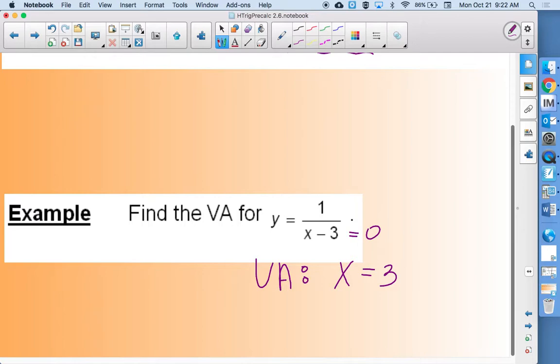A domain and a vertical asymptote go together. The asymptote creates the domain. So the domain is there because the number can't be this, which is where our asymptote is. Make sure it's in x equals form. It's just not a number 3. It's a vertical line. So x is equal to 3 creates our vertical line. Questions?